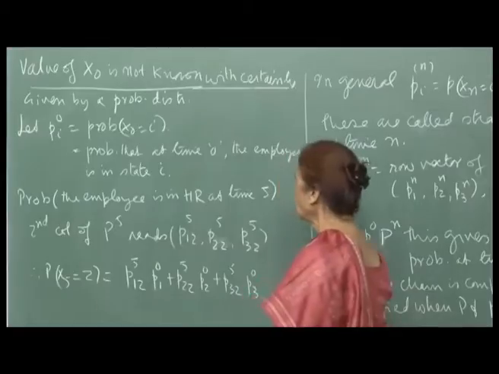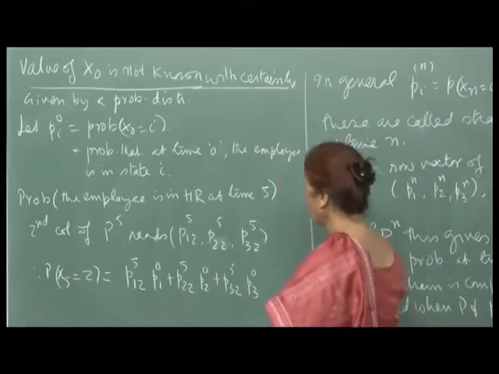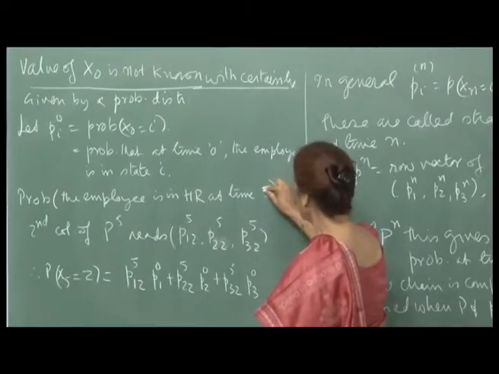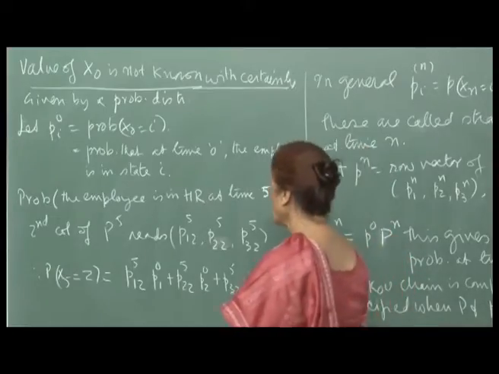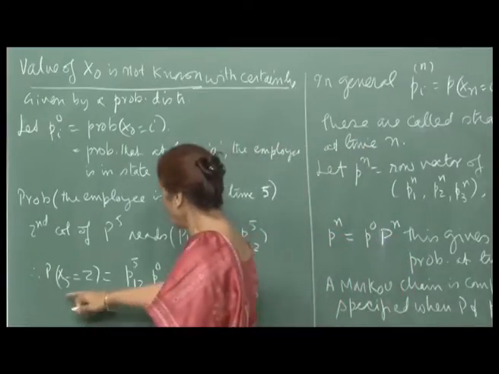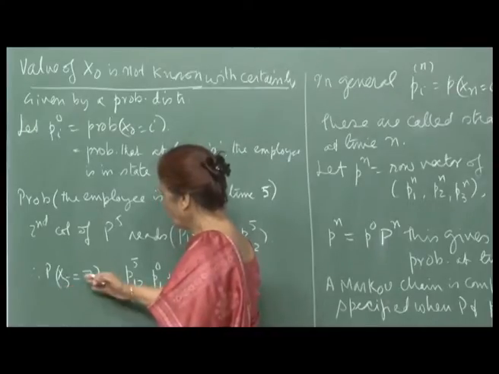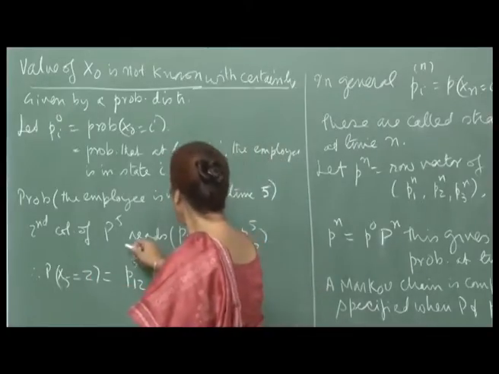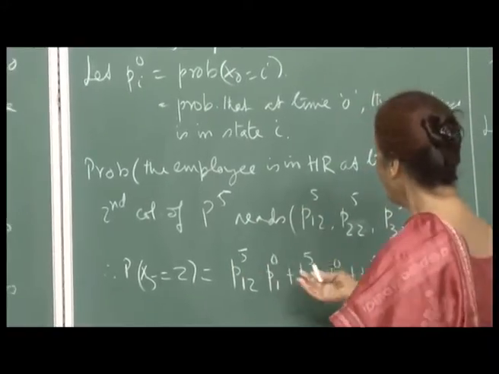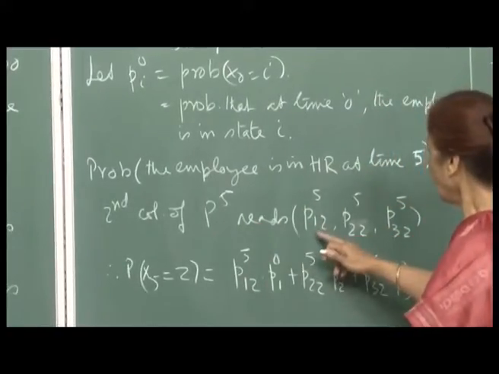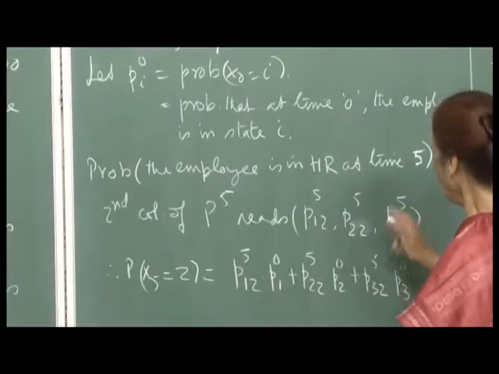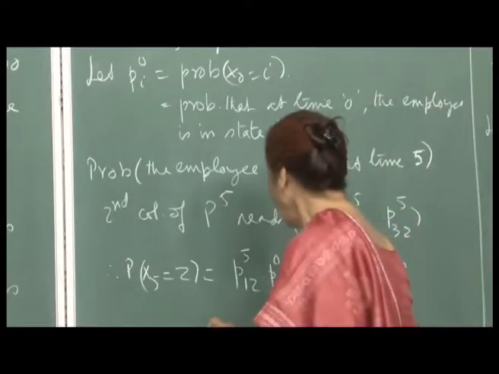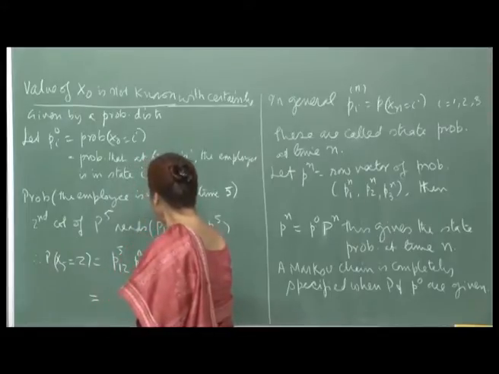Now, if you want to compute the probability that the employee is in HR, in the human resource division, at time 5, so let us see, we want to compute the probability that x 5 is equal to 2. So, the particular employee at time period 5 is in HR, right. Now, let us see the column of P 5, remember the 5 step transition probabilities are given by P 5. So, the column would be P 1 to 5, P 2 to 5 and P 3 to 5. So, actually I should have written this, let me write this instead of immediately jumping to this.